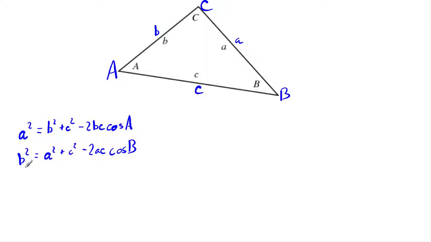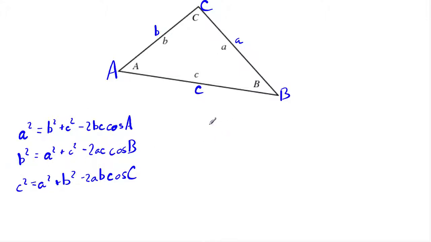So notice a little bit of symmetry. We start with side b, we end with angle b. And then we have c squared, which would equal a squared plus b squared minus 2ab times the cosine of c. Now, if we're looking for angle A, we have to do a little bit of algebra. We have to move everything to the other side of the equal sign.